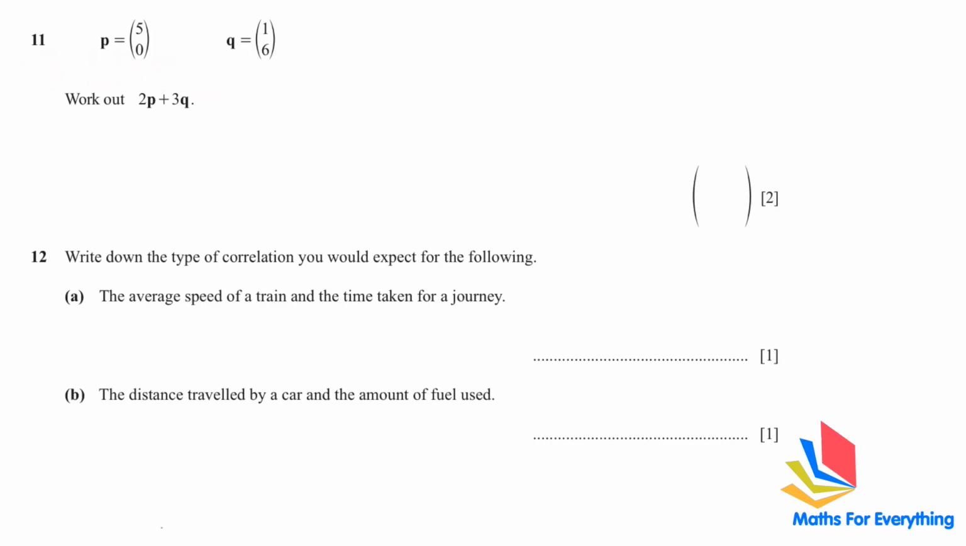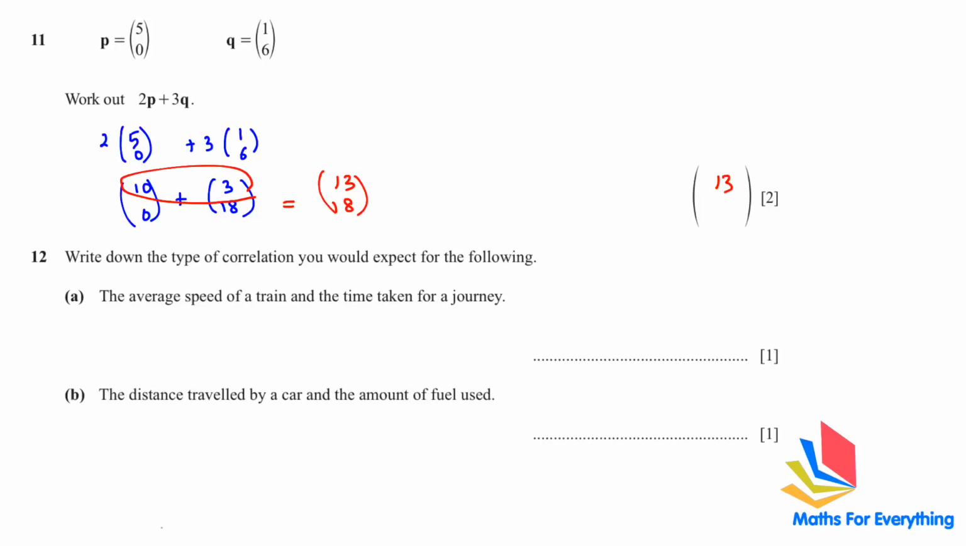Question number 11 is a vector question. Work out 2p plus 3q. So let the 2 be out and we will write the vector p here and q here. Now 2 we are going to multiply with 5 and 0. 2 multiplied by 5, 10. 2 multiplied by 0, 0. And 3 multiplied by 1, 3. 3 multiplied by 6, 18. And now for the answer, 10 plus 3, 13. And 0 plus 18 is 18. So this is our answer.